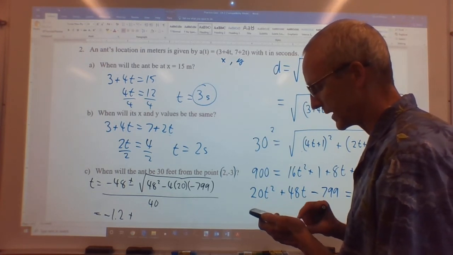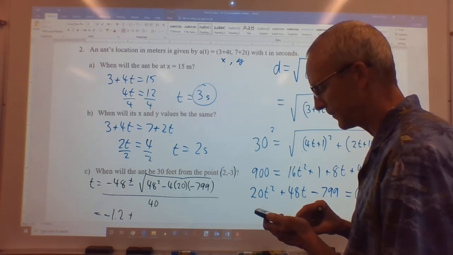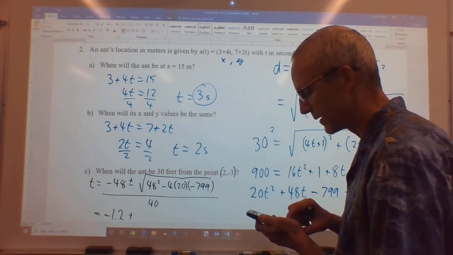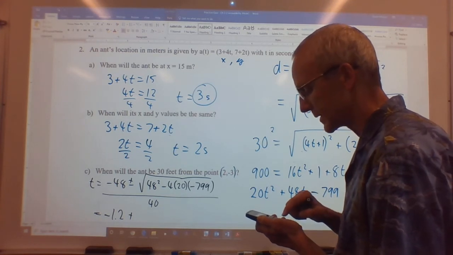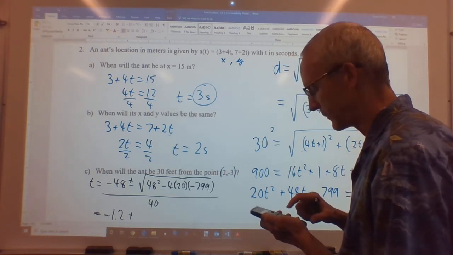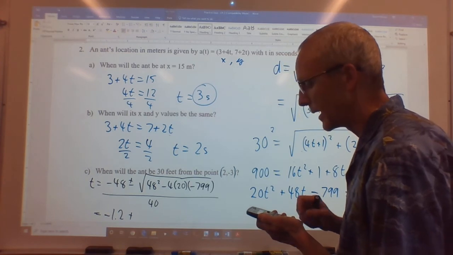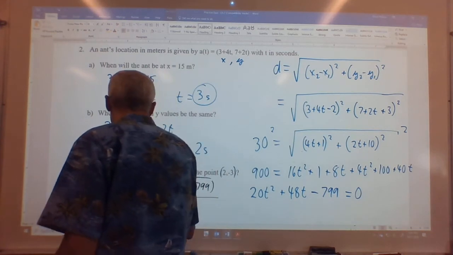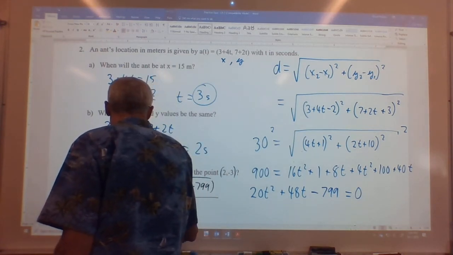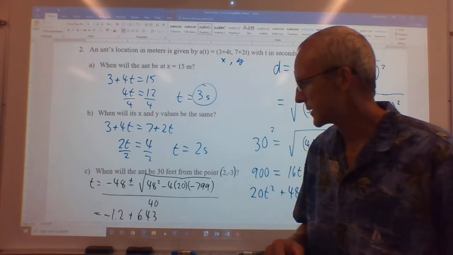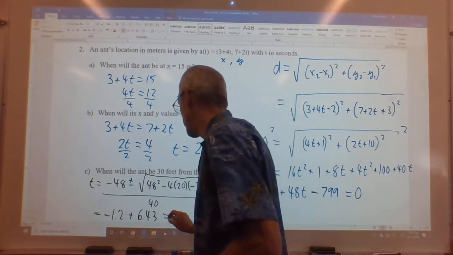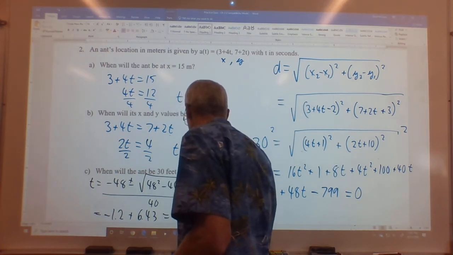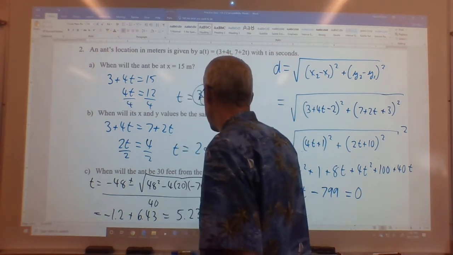4 times 20, okay, that's 80 times 799 equals that, plus 48 squared equals that, square root of that, divided by 40. I get 6.43. So plus or minus 6.43, or plus, we will choose a plus. So 6.43 minus 1.2 is 5.23. So 5.23, and this is the amount of seconds.